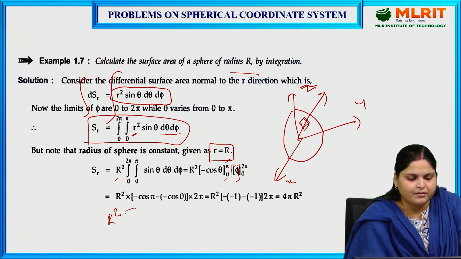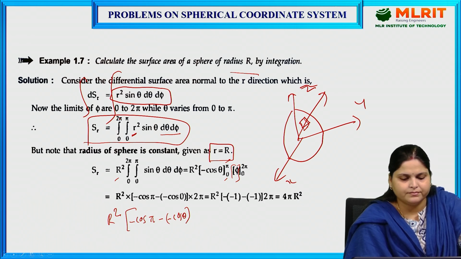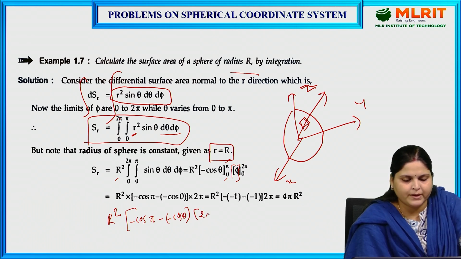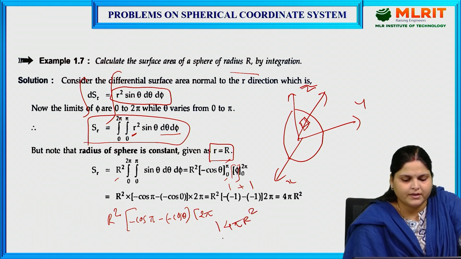Cos theta means we are putting cos pi minus cos 0. Right? And here it became 2 pi. So when we solve it, cos pi is minus 1, and this is also minus 1. So this will become 1 plus 1, which means 2. So it will become 4 pi r square.